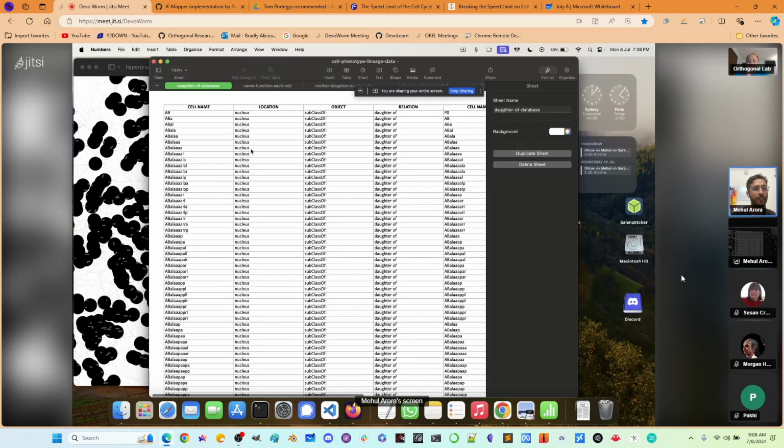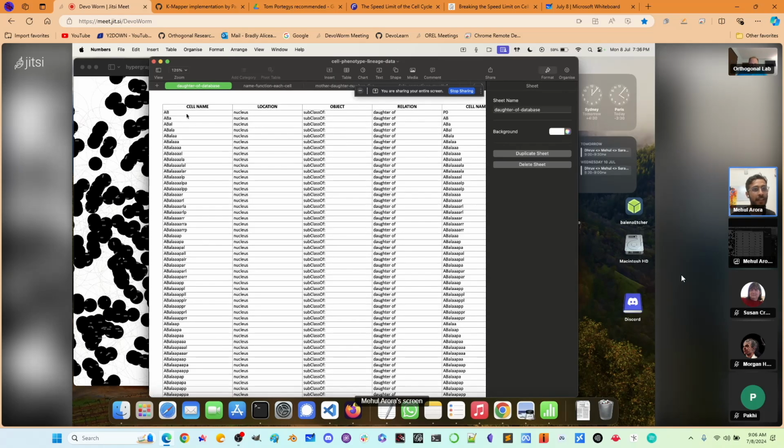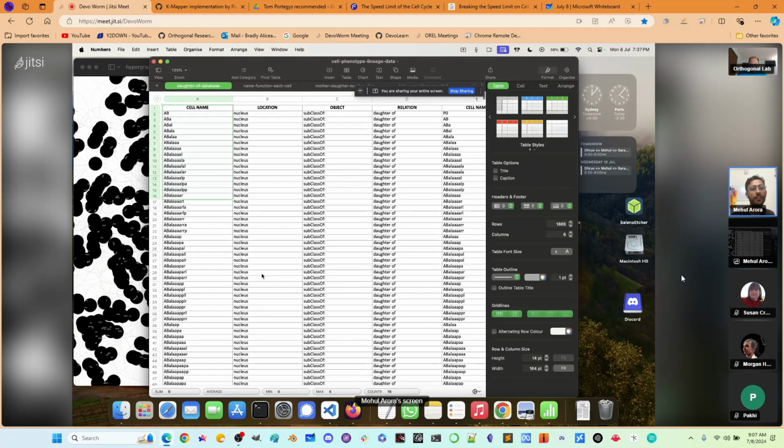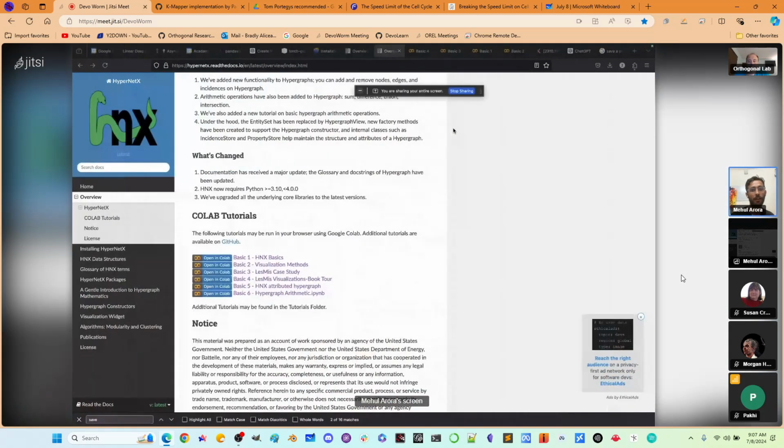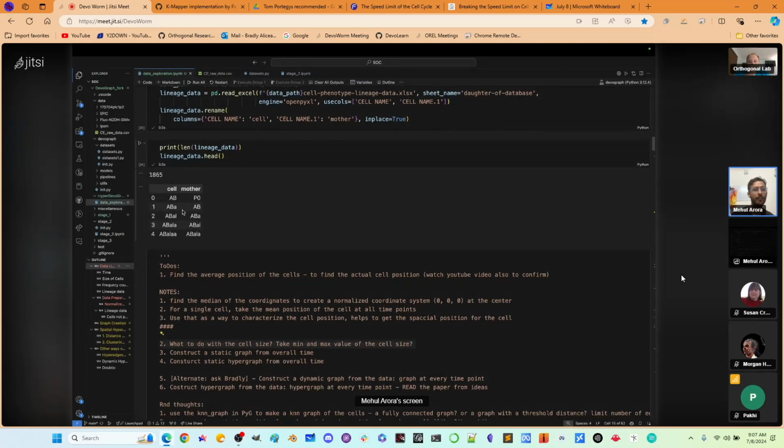So we have cell name as this, A, B, all these things. Then we have location. Location is nucleus for everyone. I checked it, so not required. Then we have object, subclass of. This is also not a very useful column. And then relation. Relation tells us daughter of. So basically this is the cell, and P0 is the mother of AB, and AB is the mother of ABA. That is what it conveys. So using these two particular columns, we can see this is the cell, and these are the mother cells of it.